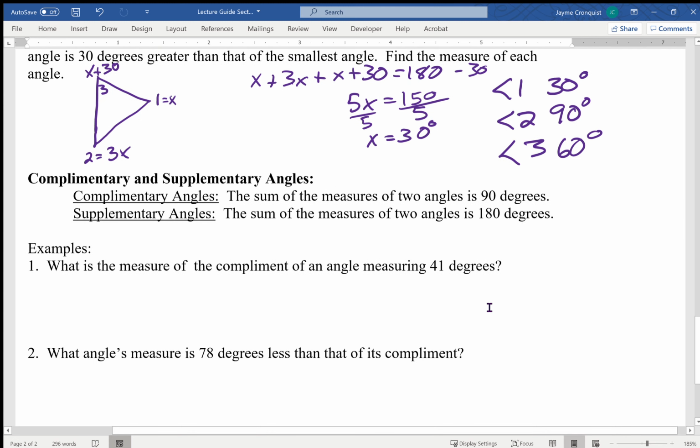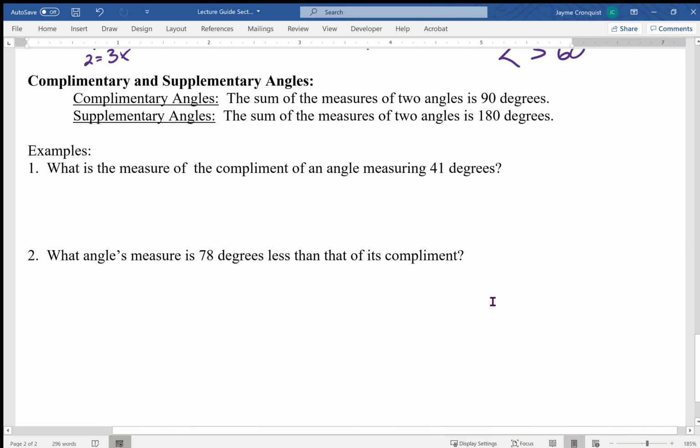Geometry, how fun. Complementary and supplementary angles. Complementary angles: the sum of the measure of 2 angles is 90 degrees. I don't know if you remember the definitions of the different types of angles, but an acute angle is an angle less than 90 degrees. So complementary angles both have to be acute. Now, the way to remember that is your acute little angle. So the 2 little angles add to 90. So that's acute angles. Okay?